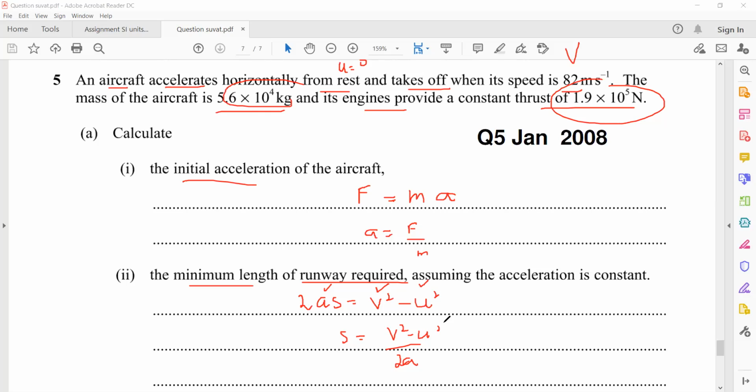So today we discussed motion graphs and the equations of motion. Any doubt related to the class today?